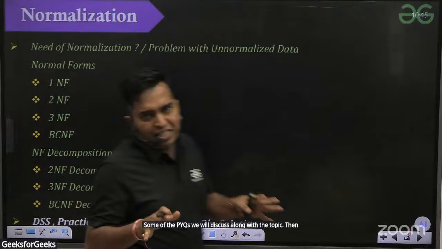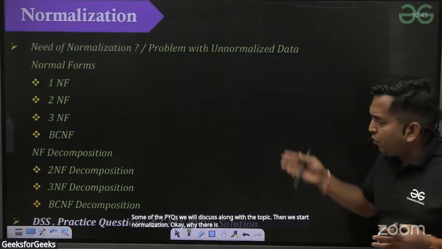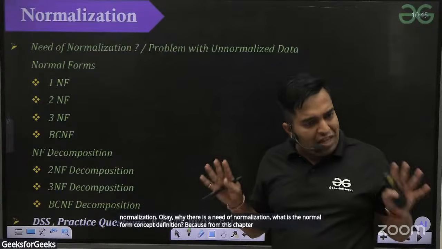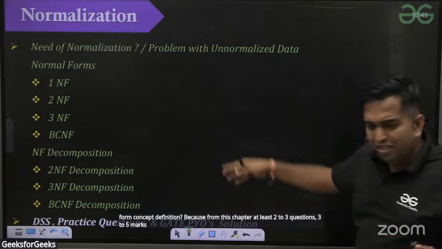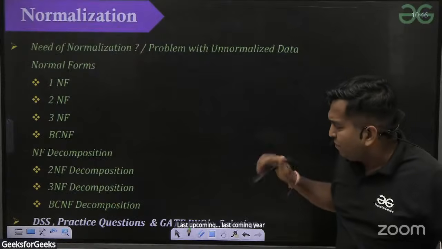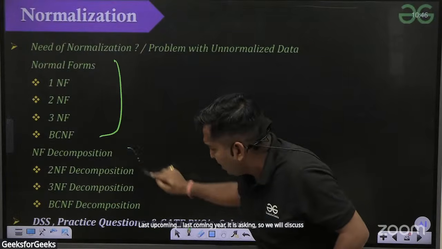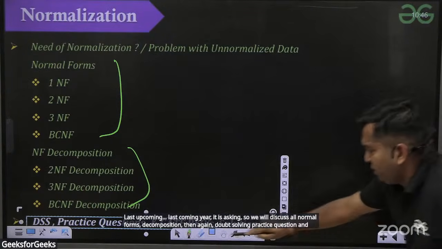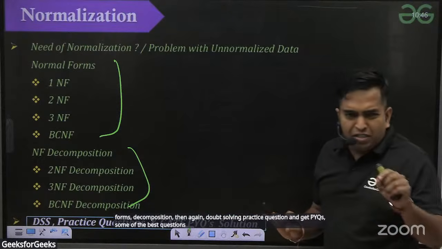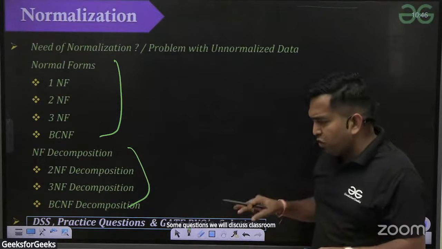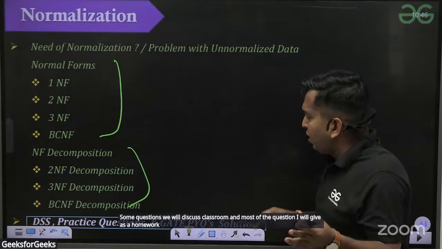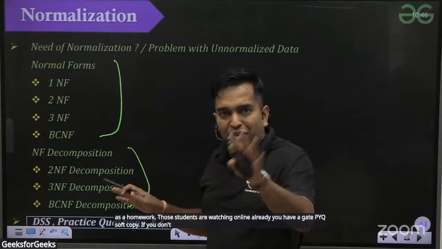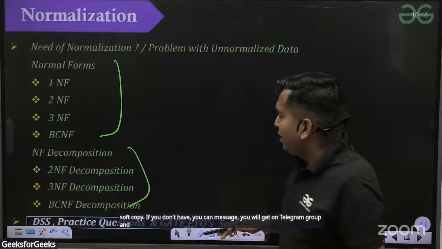Then we start normalization. Why is there a need for normalization, what is the normal form concept and definition, because from this chapter at least 2 to 3 questions, 3 to 5 marks, have been asked in the last few years. So we will discuss all normal forms, decomposition, then again doubt solving, practice questions, and GATE PYQs, some of the best questions. Some questions we will discuss in the classroom, and most of the questions I will give as homework. Those students who are watching online already have the GATE PYQ soft copy. If you don't have it, you can message, you will get it in the Telegram group, and you already have the GATE PYQ book.